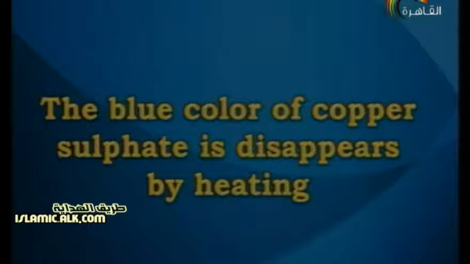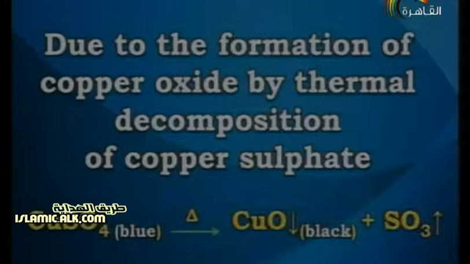The blue color of copper sulfate disappears by heating. Why? Due to the formation of copper oxide by thermal decomposition. The copper sulfate is a compound, and we use heat energy to produce two other compounds from this one. So the heat energy decomposes this complex compound into two simple compounds.